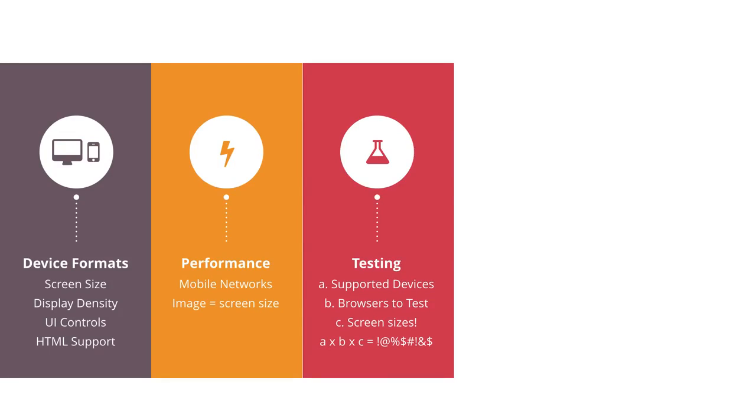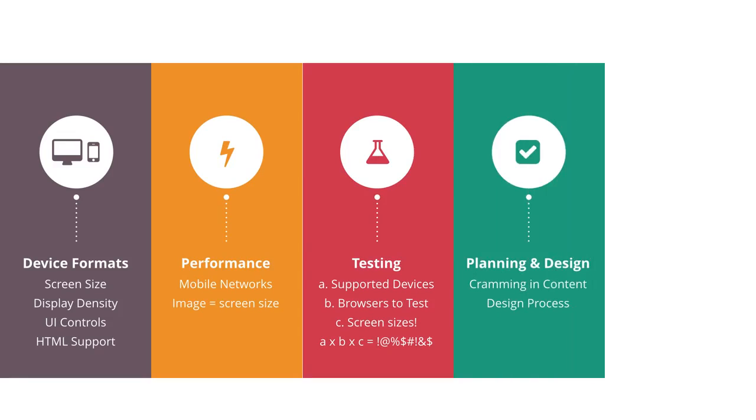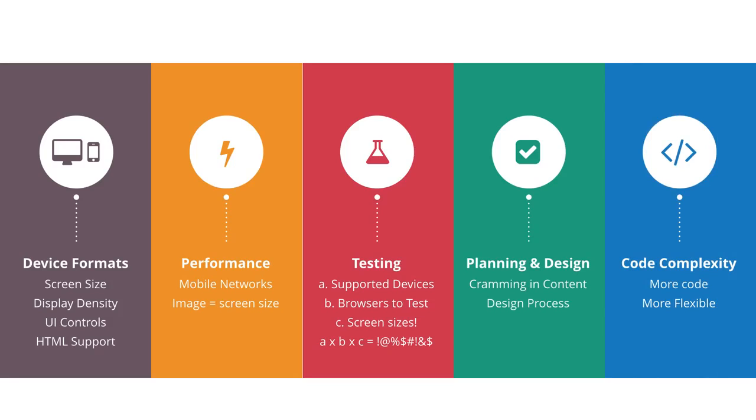So we ended up with this incredible complexity and diversity of the number of devices we need to address. Planning and design is really hard. We've got to figure out how to take all the content from our website and cram it into a little phone. And we need to think about new design processes that have evolved in this case. And as a result of all of these other problems, we now have way more complex code. We need way more lines of front-end code to render a website because it needs to deal with more cases and be more flexible.